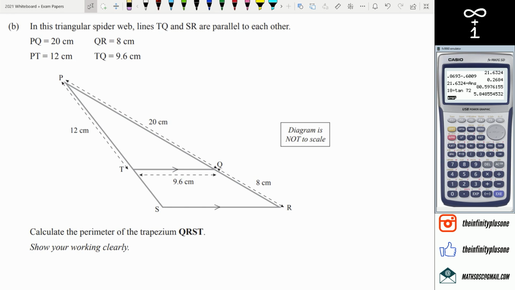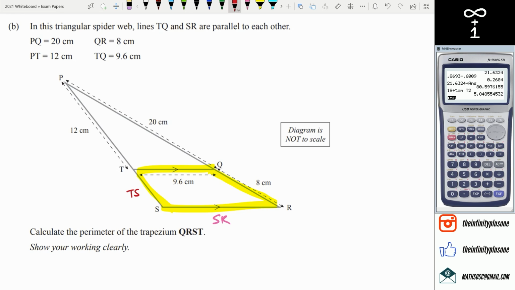All right, guys, so question B, what we've been asked to find is the perimeter of this trapezium. So we're actually looking for two measurements here. We've got to figure out what SR is, and then we've also got to try and figure out what TS is.